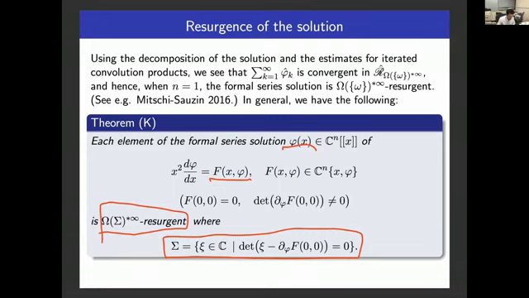So we can show that the singular points of a Borel transform of this formal solution phi x are generated by the singular points at the eigenvalues of the linear part del pi f. And in this way, we can show the resurgence of the formal series solution of this nonlinear ODE.